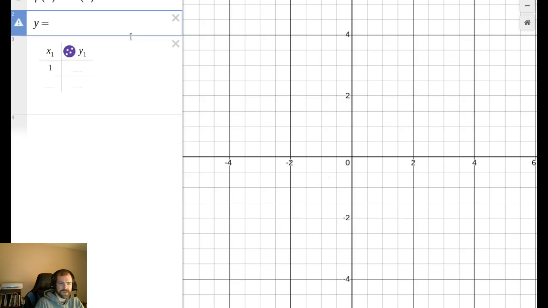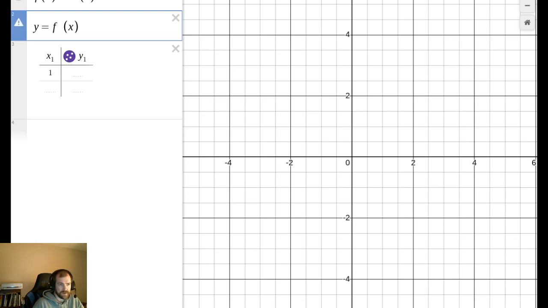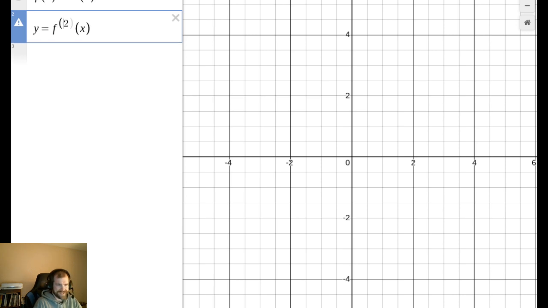Also, does f of x, the second derivative, question mark? No? Doesn't do it either? Try using parentheses. Yeah, okay. That's not going to do it. No. Well, it was worth a shot. Okay.